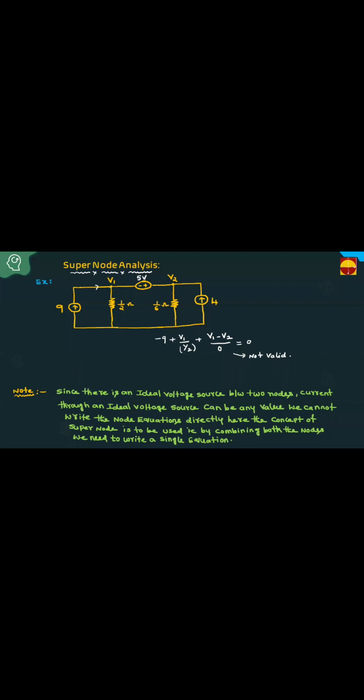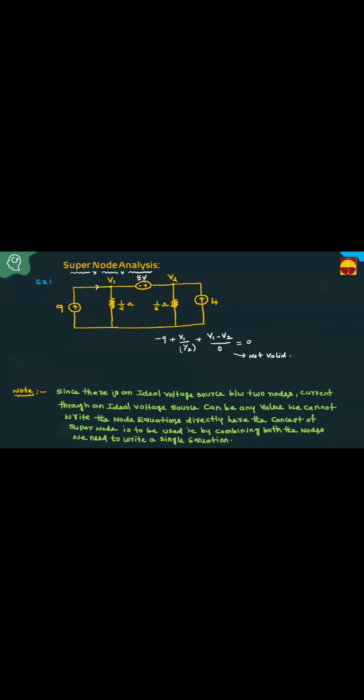What is the supernode here? Between two nodes, if any ideal voltage source is present, this is an ideal voltage source. Because what is the resistance connected in series with this voltage source? 0. For any voltage source, if the internal resistance is 0, then we can say that it is an ideal voltage source. To solve this type of models, you go for the concept of supernode analysis. Then how to apply the concept of supernode analysis? That I have to discuss.